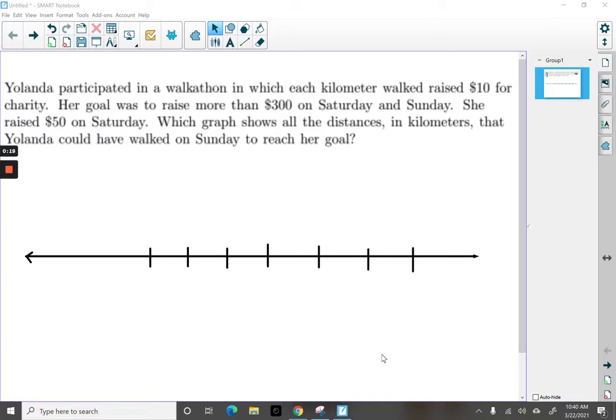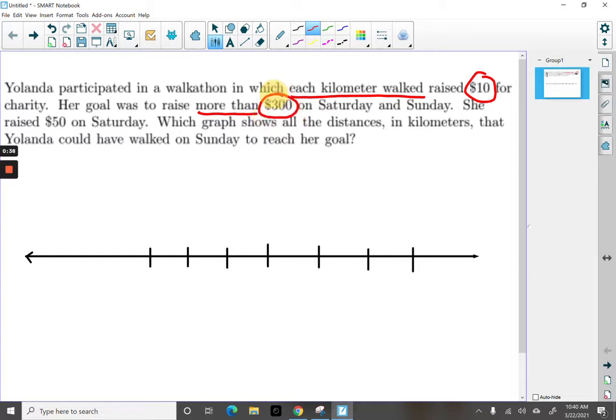It says Yolanda participated in a walkathon in which each kilometer walked raised $10 for charity. Her goal was to raise more than $300 on Saturday and Sunday. She raised $50 on Saturday. Which graph shows all the distances in kilometers that Yolanda could have walked on Sunday to reach her goal? Now, clearly this was a multiple choice question that we are going to actually just solve and graph on our own here.